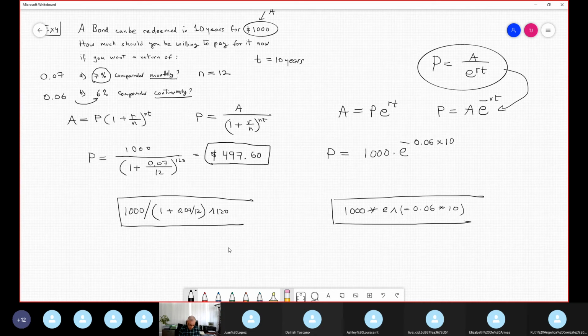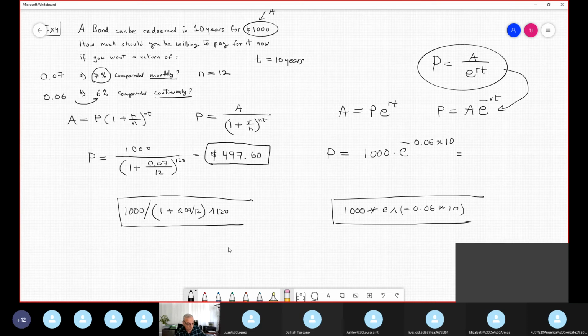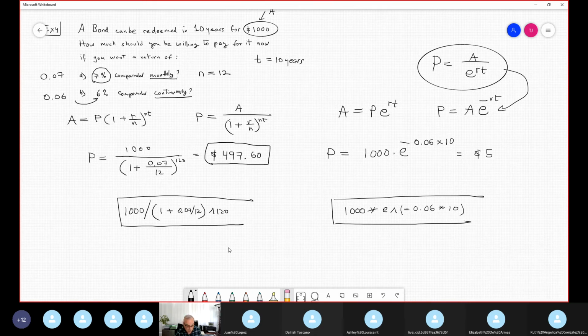Minus 0.06 times 10, and close the parentheses and press enter. Okay. Okay, I'm waiting for you. Exactly, Angelina, it is $548.81. This is the price in the second auction.